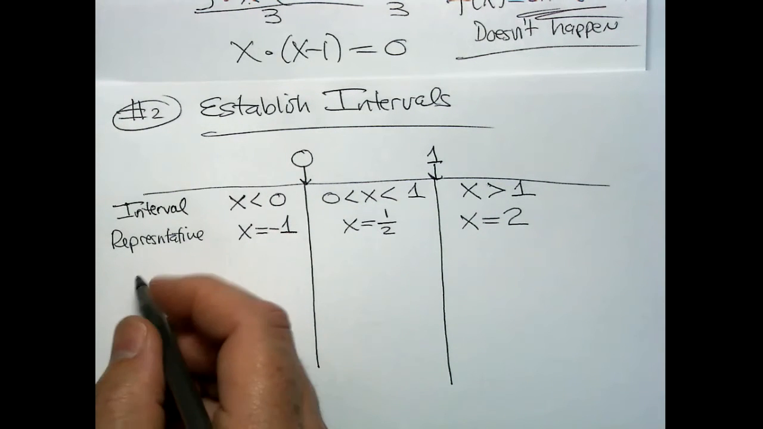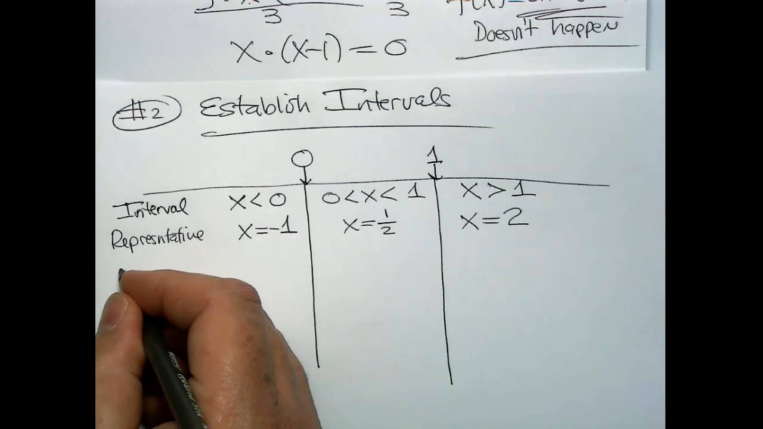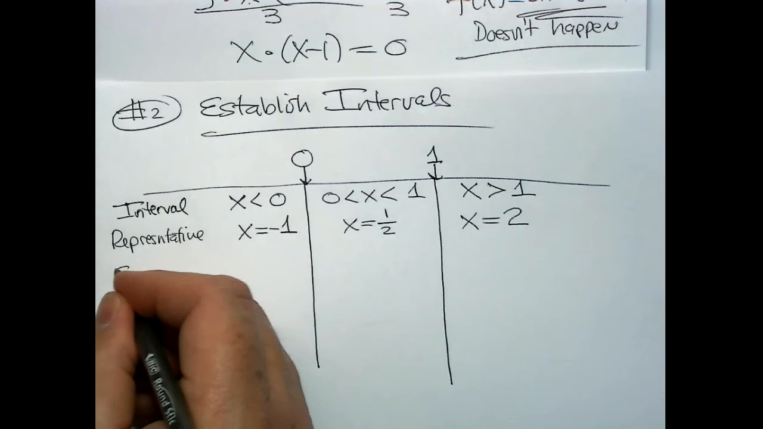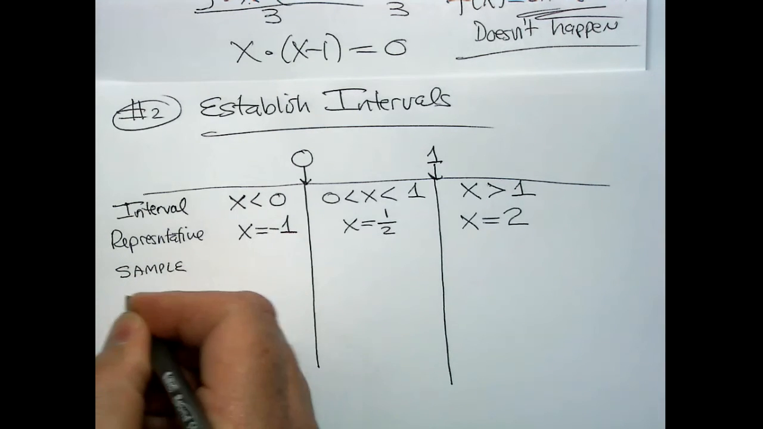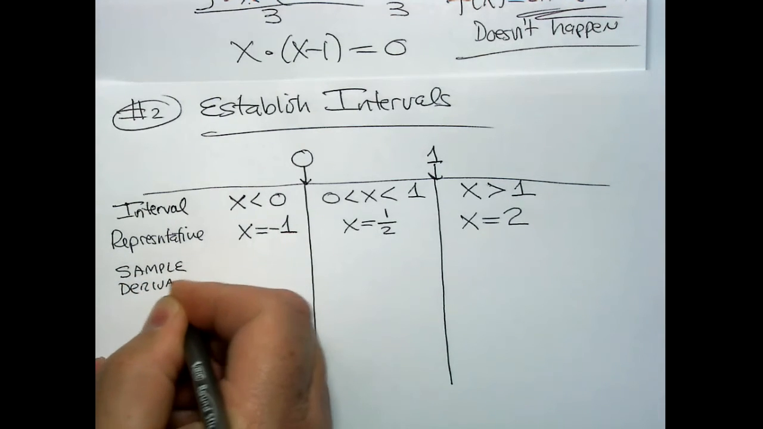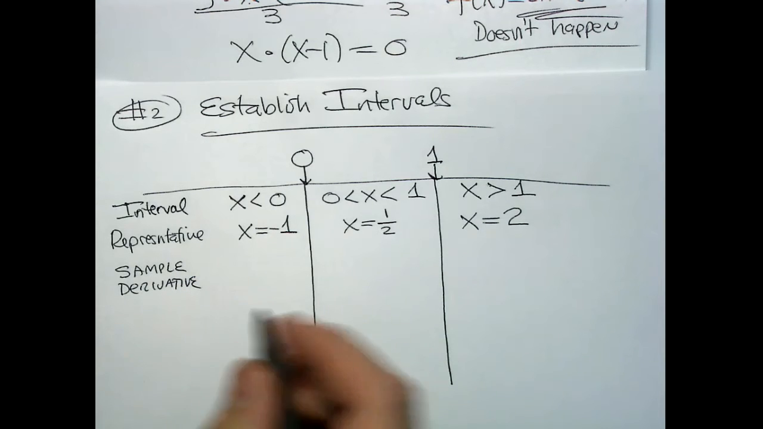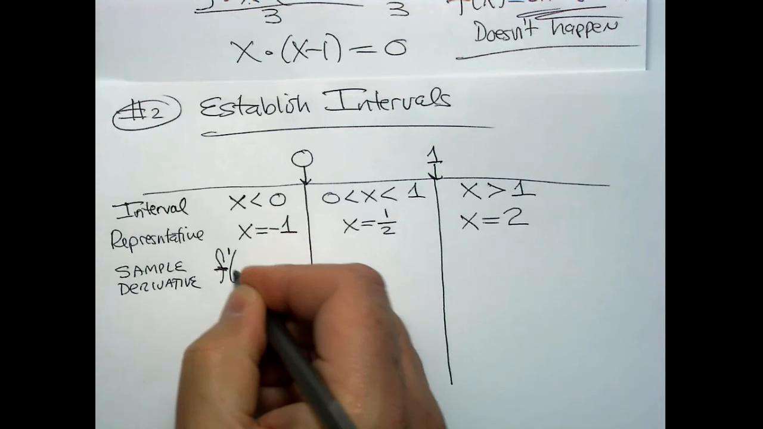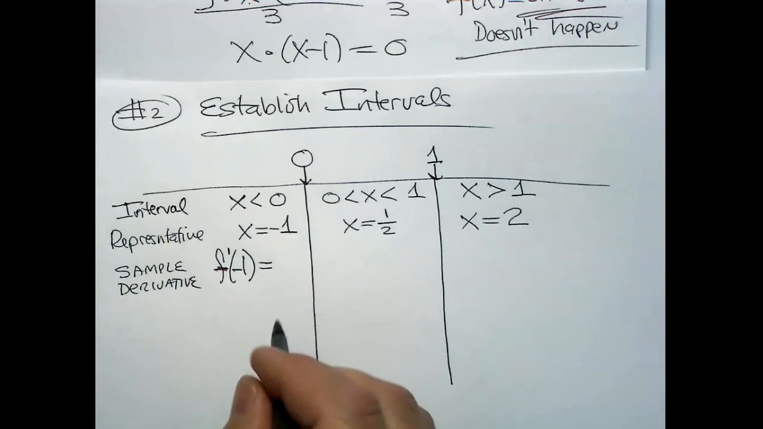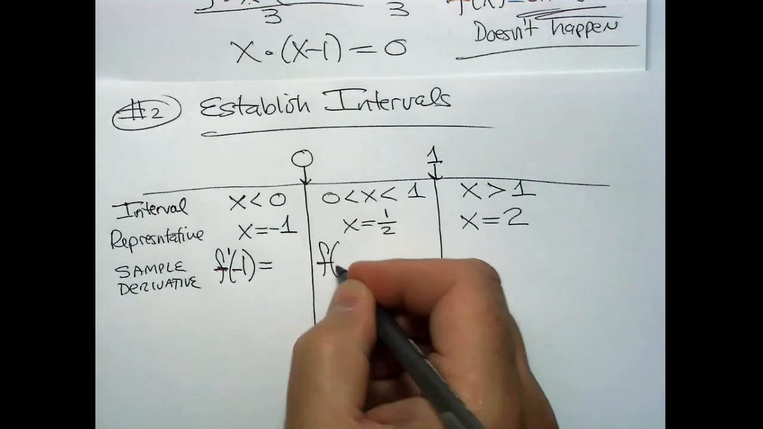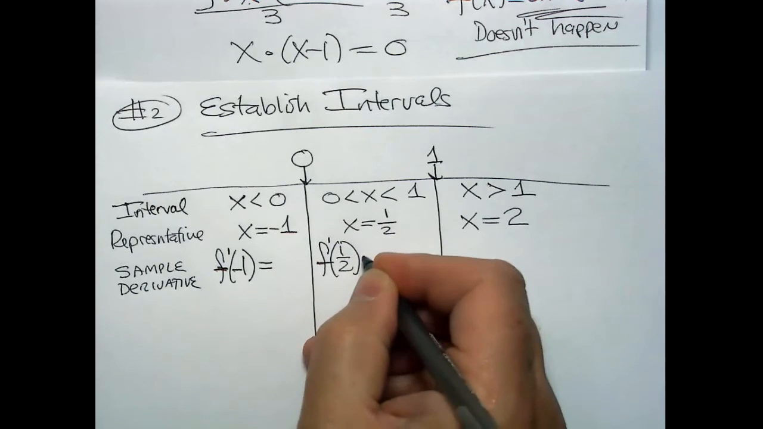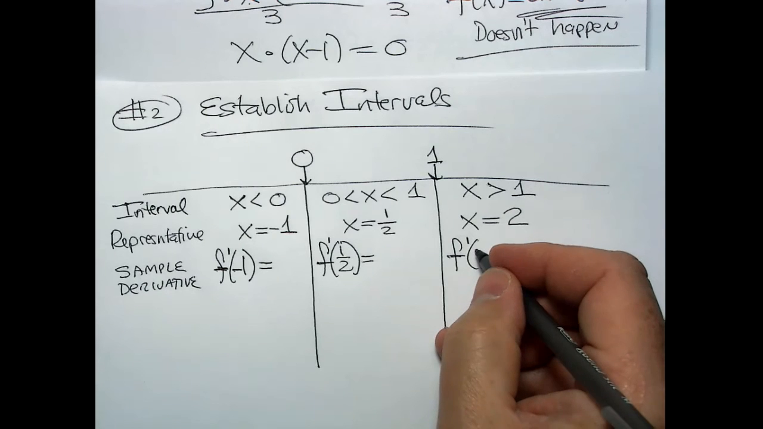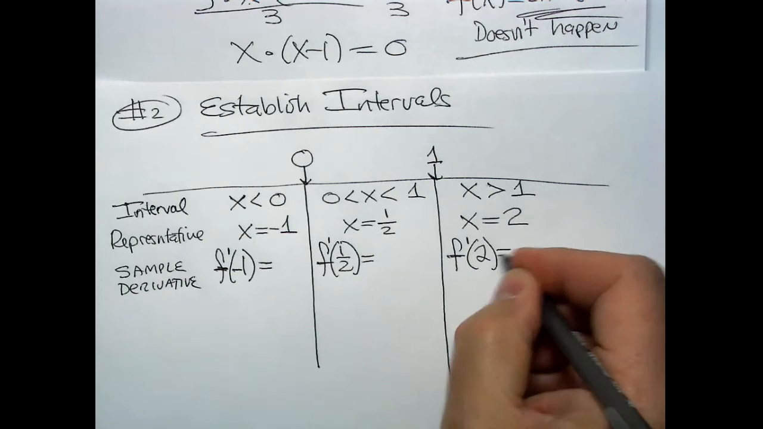Now the next thing that we do is that we sample the derivative at the representative. What I need is to actually evaluate f prime at -1 to see what I get. I actually want to evaluate f prime at 1/2 to see what I get. I want to evaluate f prime at 2 to see what I get.